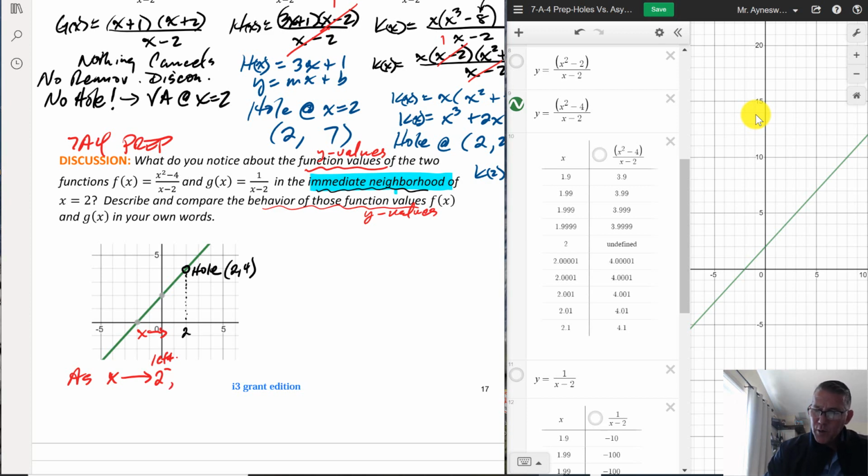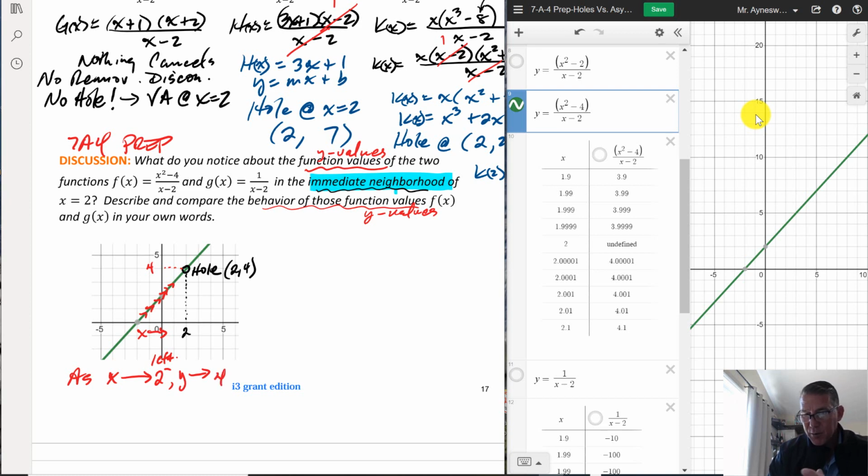Let me do it on the screen here first. Take a look at that. Put your cursor on the graph, and as you approach 2 from the left-hand side, the y values are getting higher and higher, and they're getting closer and closer to, boom, 4. You're going this way on the graph. So as x approaches 2 from the left, the y values get bigger and bigger, and guess what? The y values approach 4. So you say y approaches 4.